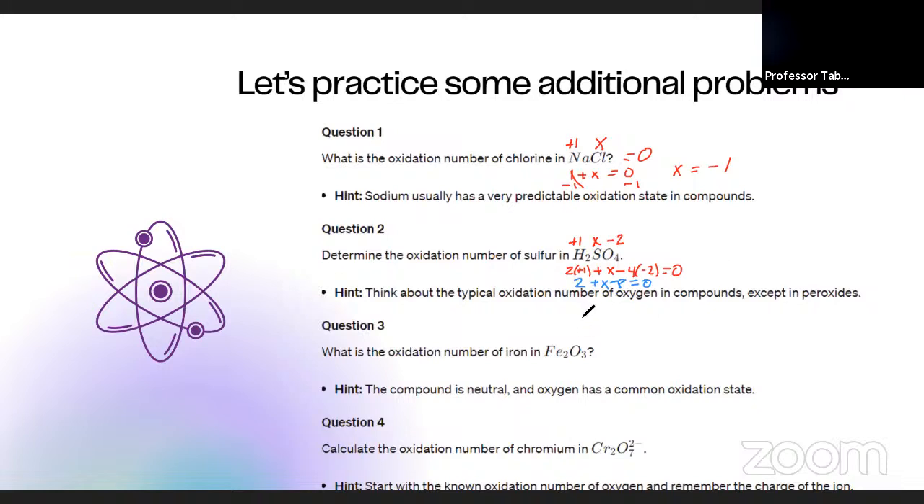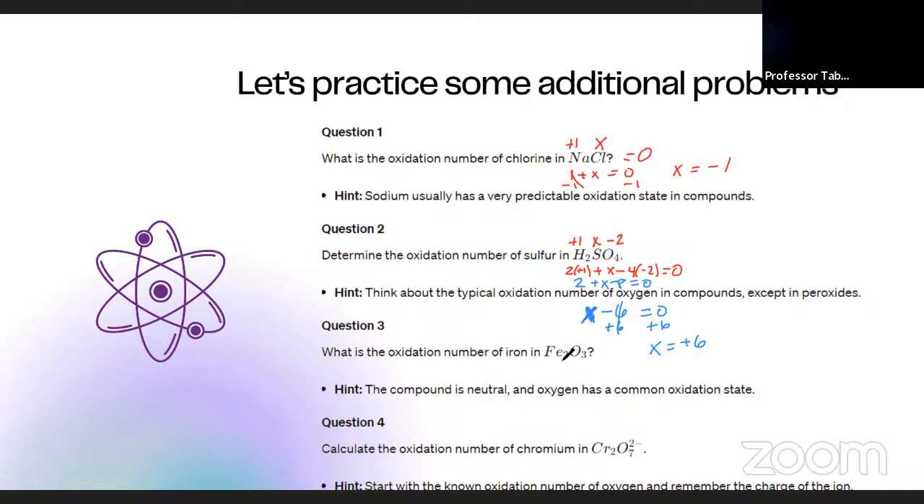Now I'm going to keep going underneath here just to keep the problem going. So you've got 2 minus 8, that's equal to negative 6. You still have your x right here, and that's equal to 0. Well, guess what? We're going to add 6 to both sides. And so our x for sulfur is going to equal a positive 6 charge. So the charge on sulfur is positive 6.